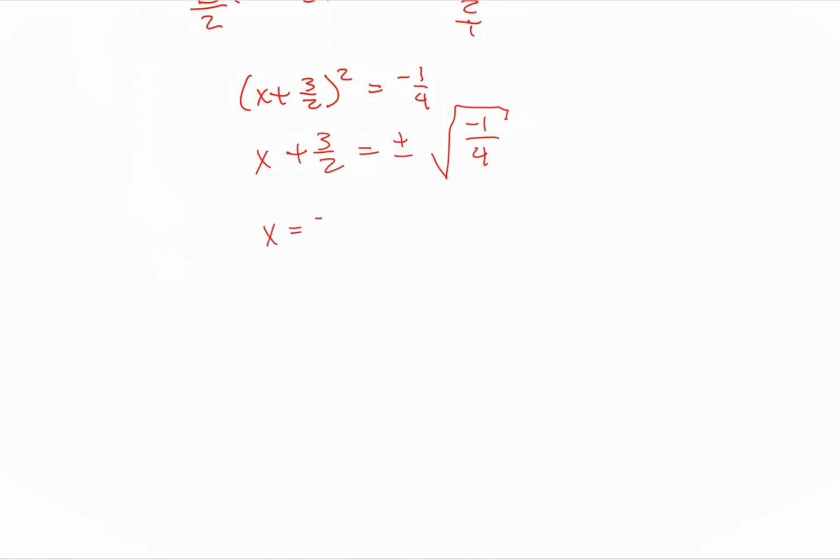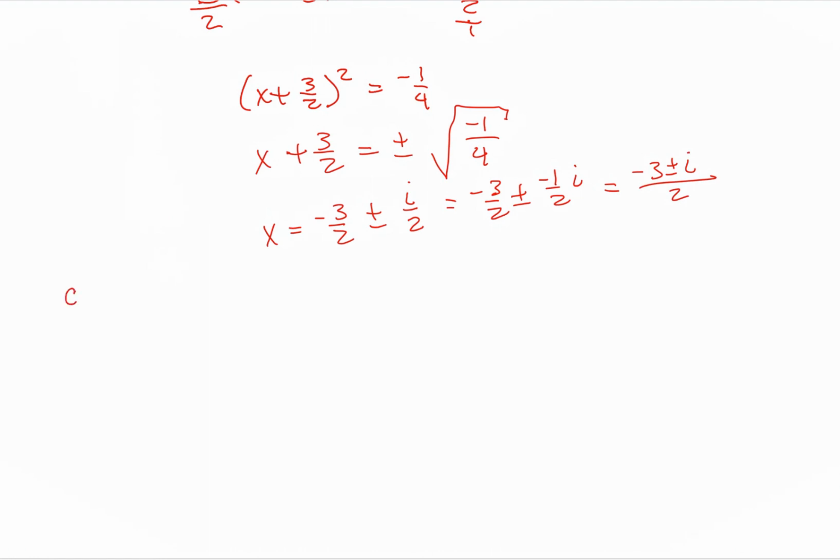So x equals negative 3/2 plus or minus i over 2. Or you could write that as negative 3/2 plus or minus 1/2 i. Both are the same. I am going to actually write it as negative 3 plus or minus i all over one denominator. All three of those are 3 ways to write that same solution.